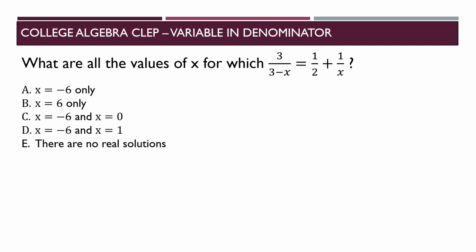So our denominators are 3 minus x, 2, and x. Now, if you look at those, there's nothing in common, so our common denominator will be all those multiplied together: 3 minus x times 2 times x. I'm going to multiply each of these fractions by this value. So I multiply this by 3 over 3 minus x. The 3 minus x will cancel out, leaving you with 3 times 2 times x.